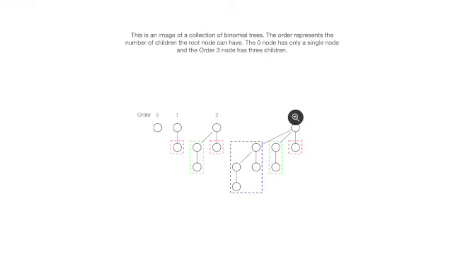Here's an image of a collection of binomial trees. The order represents the number of children the root node can have. The order 0 tree has only a single node, and the order 3 tree has 3 children. It's kind of what we discussed in the last slide, and this is just a visual representation of that. All the way to the left is a zero order node, which has a single node, and then it just continues along each tree. A tree of the first order has 2 nodes there, and it just continues on.